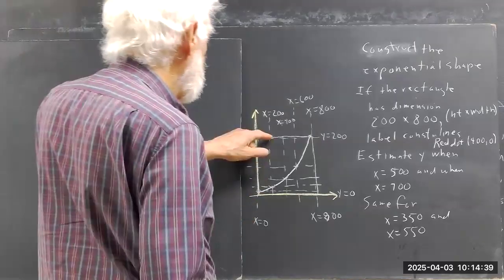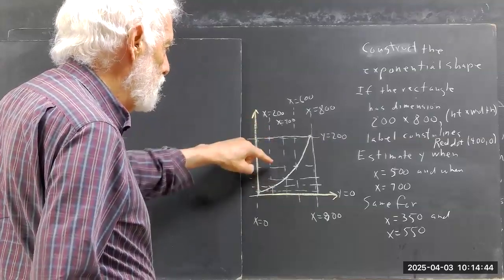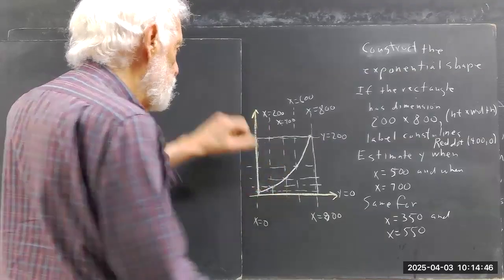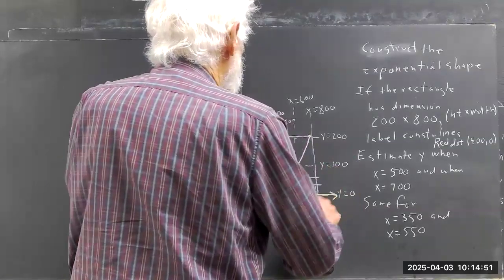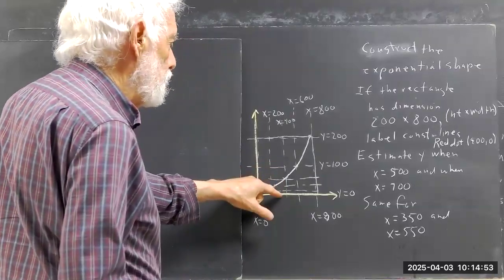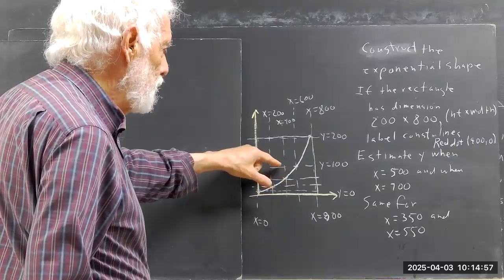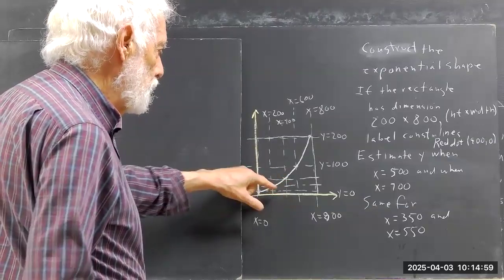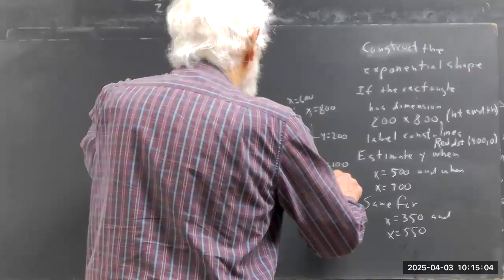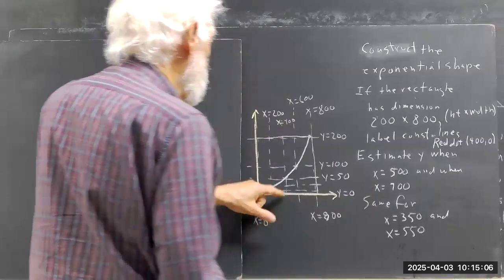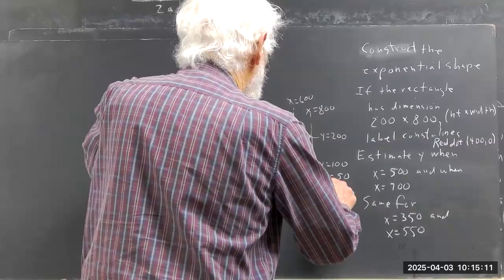Also, this line is halfway from the top to the bottom. So halfway from 200 down to 0 is 100. So y equals 100 here. And then this line is halfway between the line before and the lower edge. So that's halfway between 100 and 0, which is 50. This is halfway between 50 and 0, which is 25.